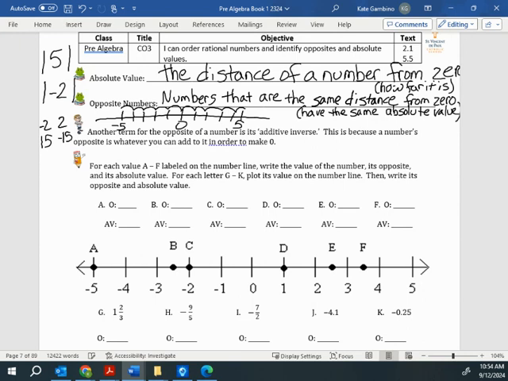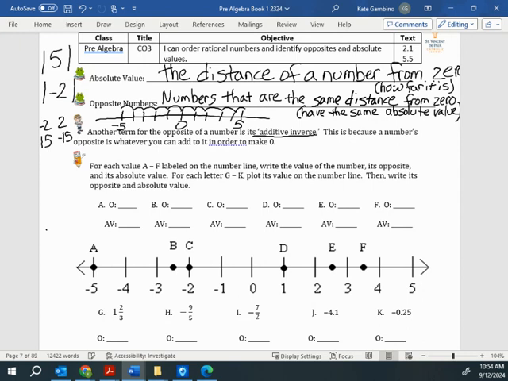All right, so another term for opposite of a number is its additive inverse. So on that math test, they might say, what's the additive inverse of -5? What would its additive inverse be? Becky? 5. It just means the opposite. So it's just understanding what these math words mean, and then they're not quite so scary.